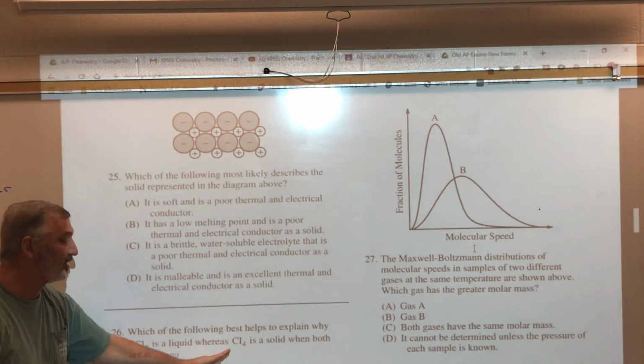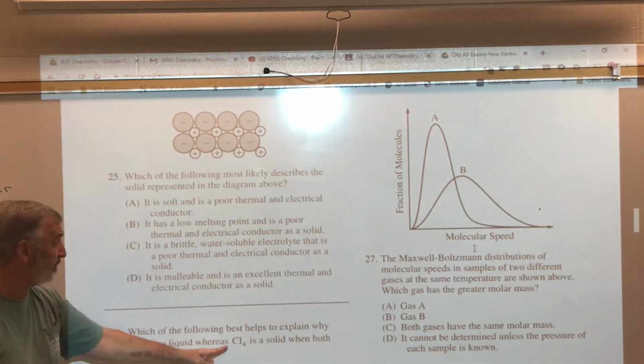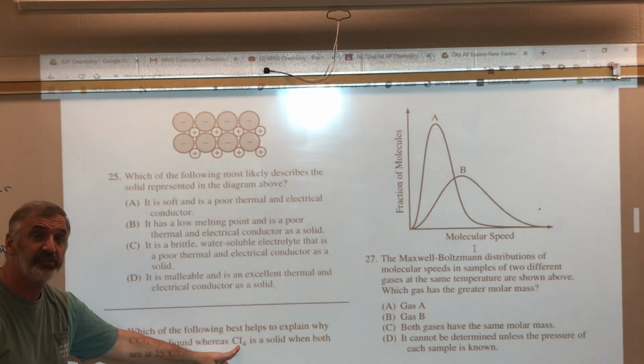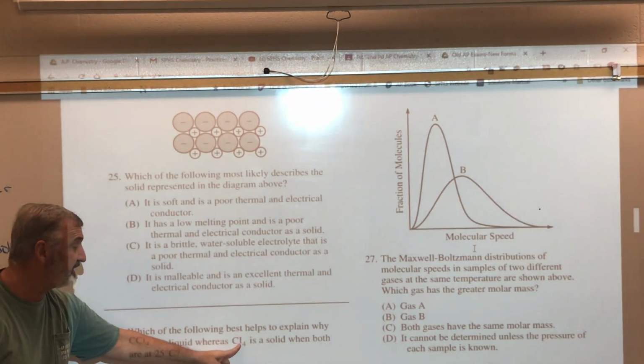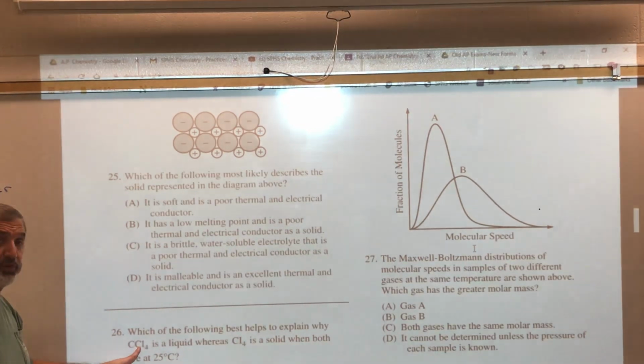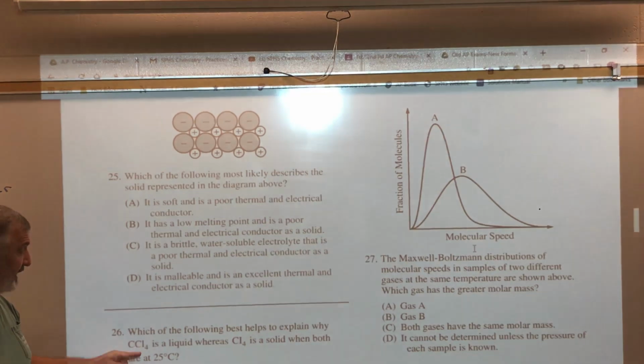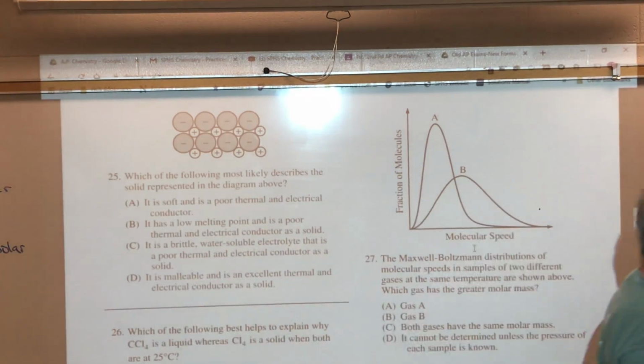Non-polar, non-polar. We just said that 1,000 times. The bigger the molecule, the bigger the electron cloud, the stronger the London forces. So CI4 is going to have stronger London forces than CCl4 because it's got a bigger electron cloud, it's more polarizable.